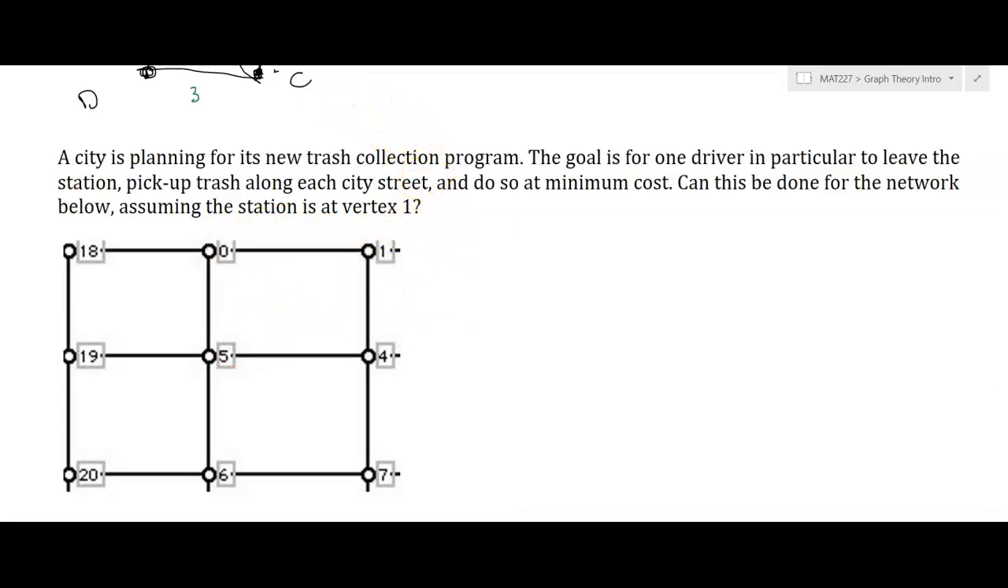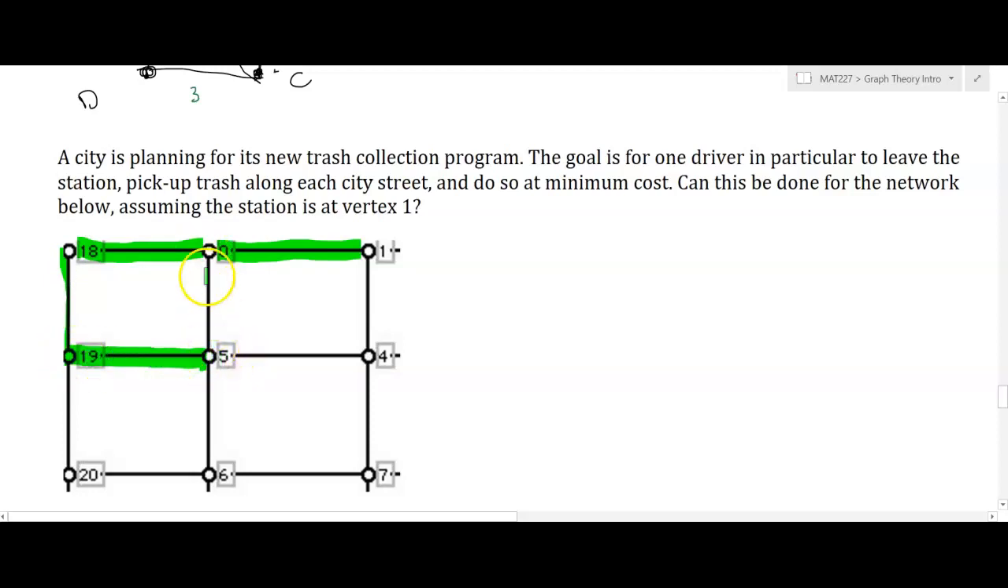And so one of the things we want to avoid is having to backtrack. We would rather somehow create a circuit, an Euler circuit in particular, to allow us to start at vertex 1 and end at vertex 1. So let's see if this is possible. So for instance, I can go ahead and go from 1 to 0, and then go from 0 to 18, and then 18 to 19, and then maybe I can go from 19 to 5, but wait a minute.